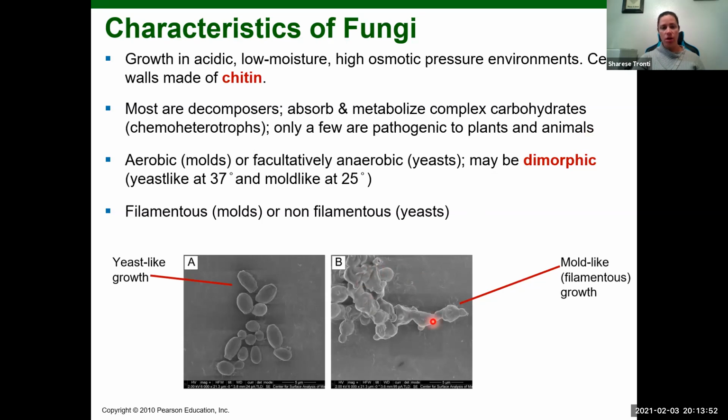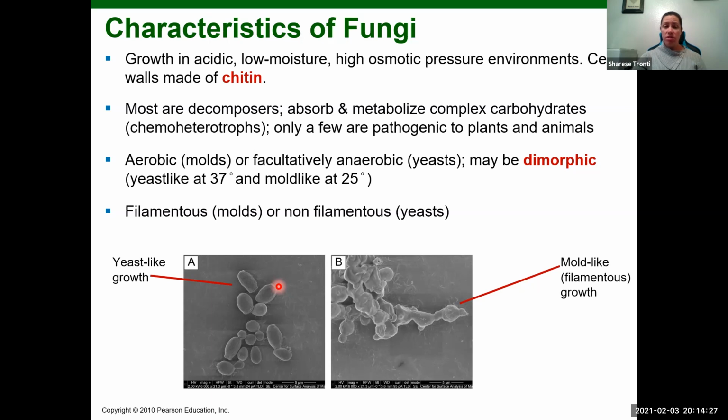The molds are on this side. The molds have these filaments. These filaments are where the cells have connected to each other. They end up being multicellular, and they have these finger-like projections. Whereas the yeasts are all unicellular. We have these individual cells independent of one another, and those are yeasts. So you would say yeasts are non-filamentous.